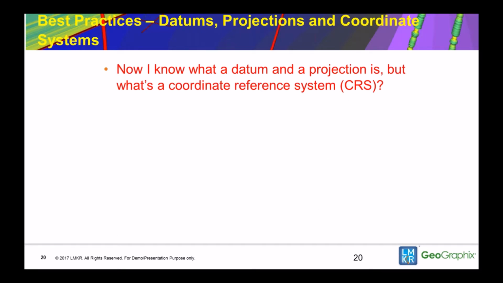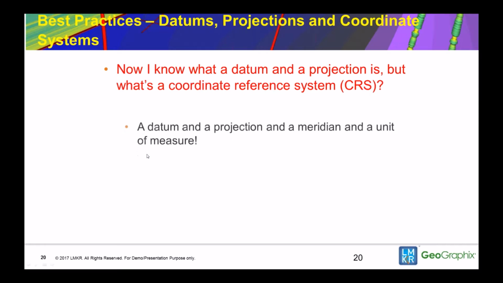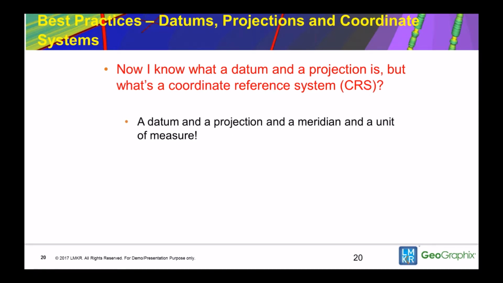Okay, now I know what a datum and projection is, but what's the coordinate reference system? If you've used Esri applications, and I think most have, and certainly we install the Esri runtime environment when we install GeoGraphix, so we use the Esri transformation engine also, you'll see references to CRS. What is a CRS? Well, a CRS is a datum and a projection and a meridian and a unit of measure. So you have to have all of them.